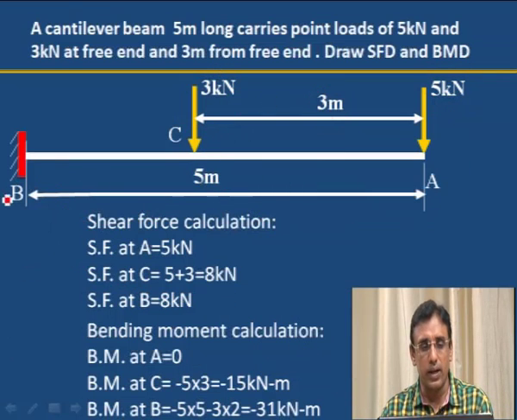How to calculate moment at B? 5 kilonewton into 5 and 3 into distance 2 meter. From A to C is 3 meter, the balance is 2 meter. This 3 kilonewton is acting at a distance of 2 meter from B. Therefore 3 into 2 and 5 into 5, that is the total moment. 5 into 5 plus 3 into 2, that is total 31 kilonewton meter, the maximum bending moment at B.